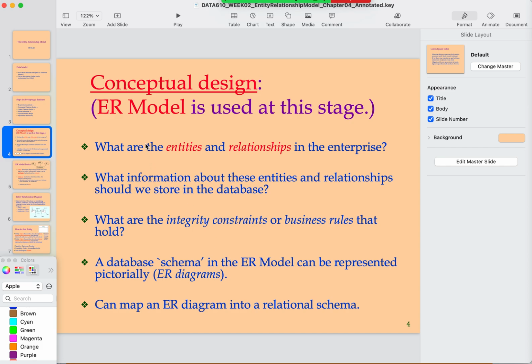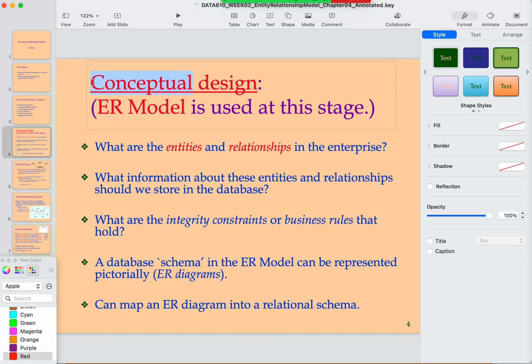So, what are the entities and what are the relationships? The entity relationship model is used for the conceptual design stage, and in here we will determine the entities and the relationships between them. So we need to ask the question, what are the entities in this database and what are the relationships between them? What information about these entities and relationships do we need to store in the database? What are integrity constraints and business rules?